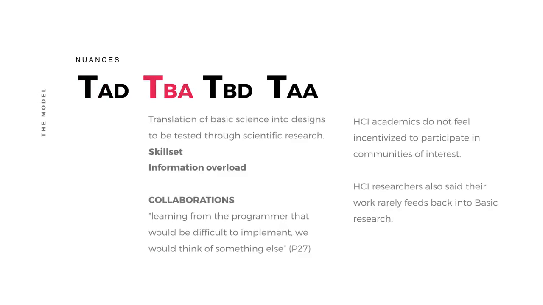Then we found this interesting gap between basic research and applied research. The barriers here are skill set for basic researchers to do applied research and also information overload. Basic researchers noted that translating their findings into prototypes for conducting applied research is complicated and often depends on partnerships because they don't know how to build things. For example, a psychologist mentioned hiring a computer science student who was a really good app developer, and they worked together to prototype an app.